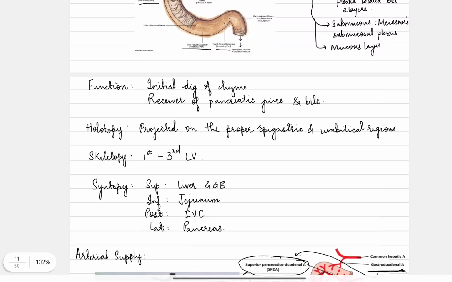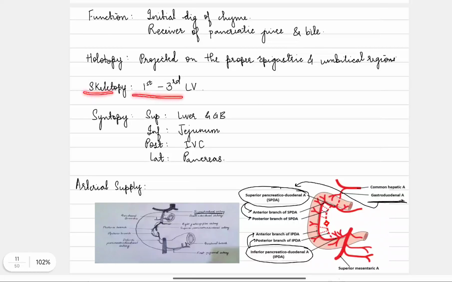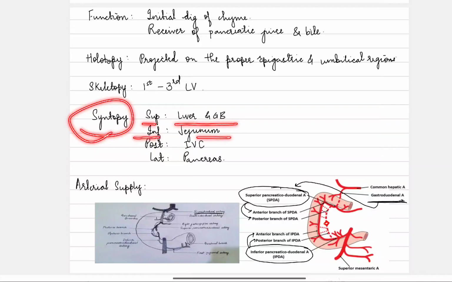What are the functions? Initial digestion of chyme, and it also receives pancreatic juice and bile. Holotopy is projection on the proper epigastric and umbilical region. Skeletotopy is the 1st to 3rd lumbar vertebrae. Syntopy: superficially there is the liver and gallbladder, inferiorly the jejunum, posteriorly the inferior vena cava, laterally the pancreas.